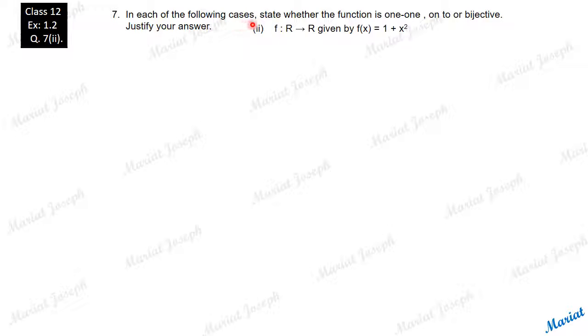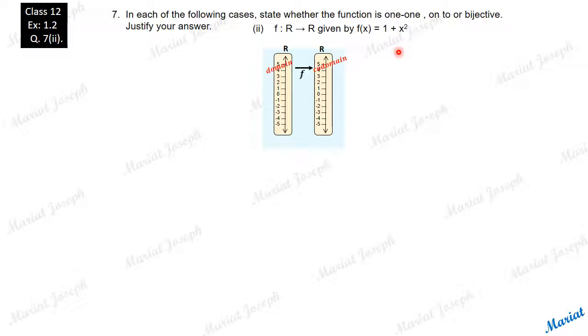In each of the following cases, state whether the function is 1, 1, onto or bijective. A function f defined from set of real numbers to set of real numbers given by f of x is equal to 1 plus x square. This time also, both domain and codomain are given to be set of real numbers. And the rule given to us is f of x is equal to 1 plus x square, which means image of 2 is 1 plus 2 square. 1 plus 2 square is 1 plus 4, 5. So image of 2 is 5. Image of 0 is 1 plus 0 square. So image of 0 is 1, etc.